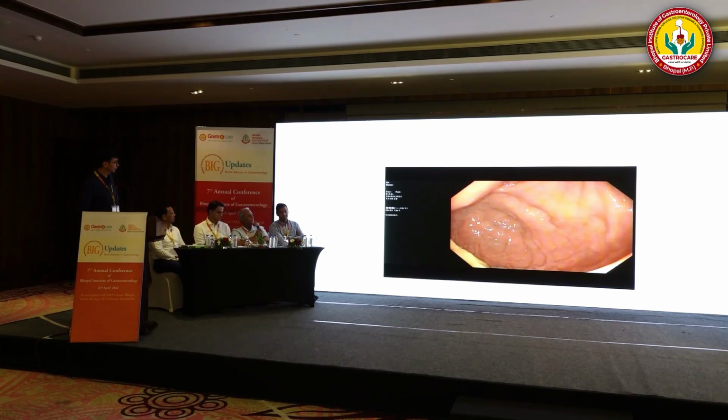Normally, we see if it is on the greater curvature or the anterior or posterior wall, then we can easily do a hybrid surgery, where you do an endoscopy. From the endoscopy, you can show the light, and then through a laparoscope, you do a sleeve. So what do you think the pathology could be?